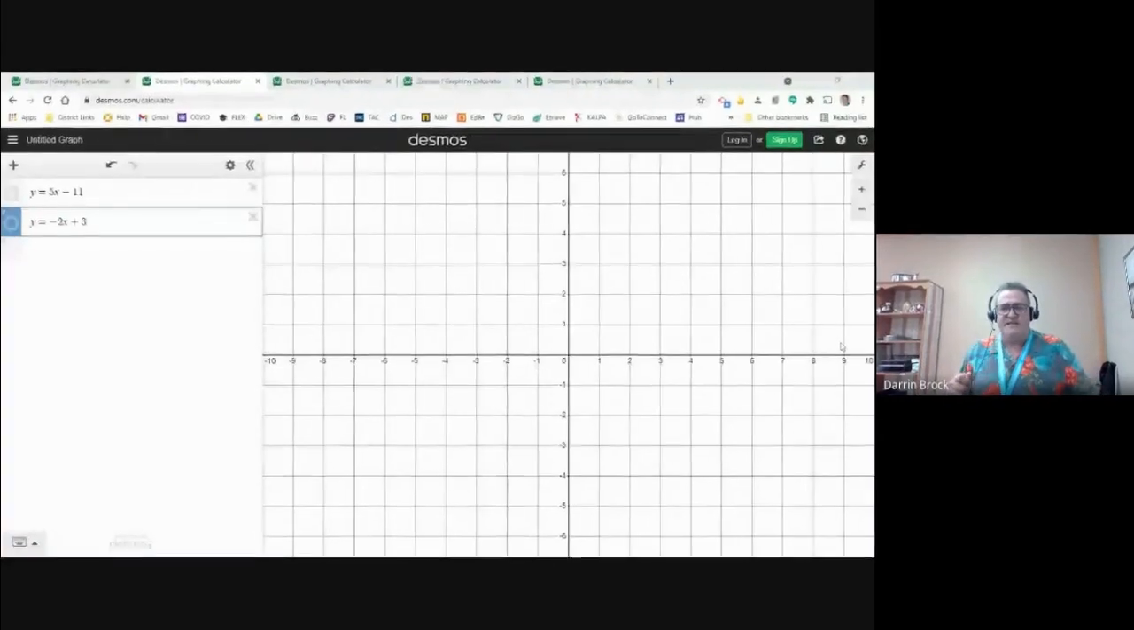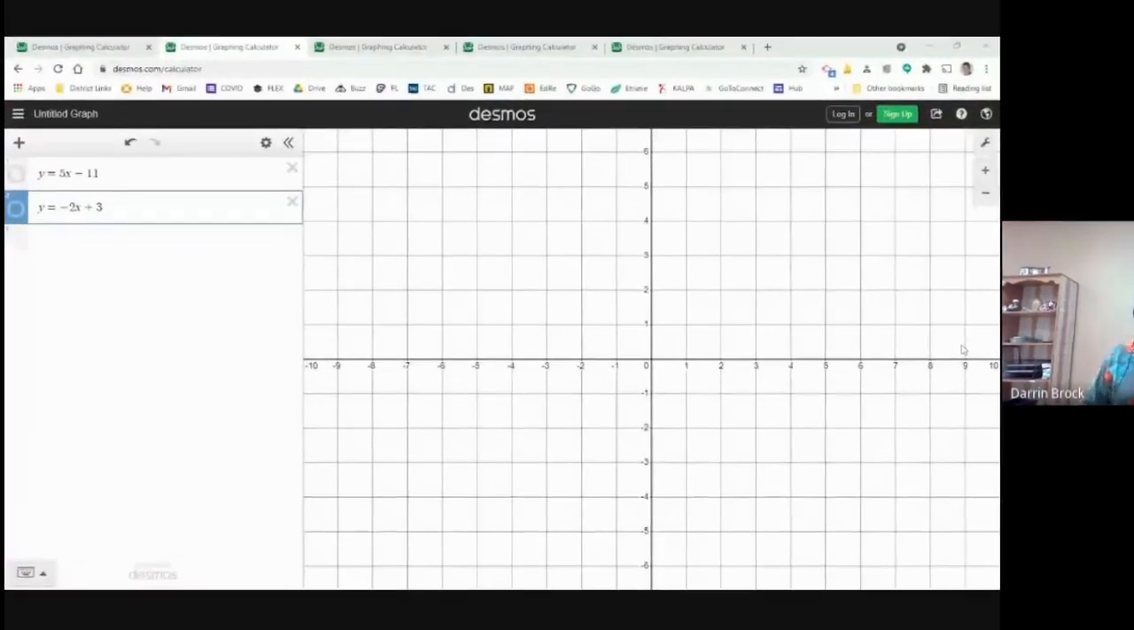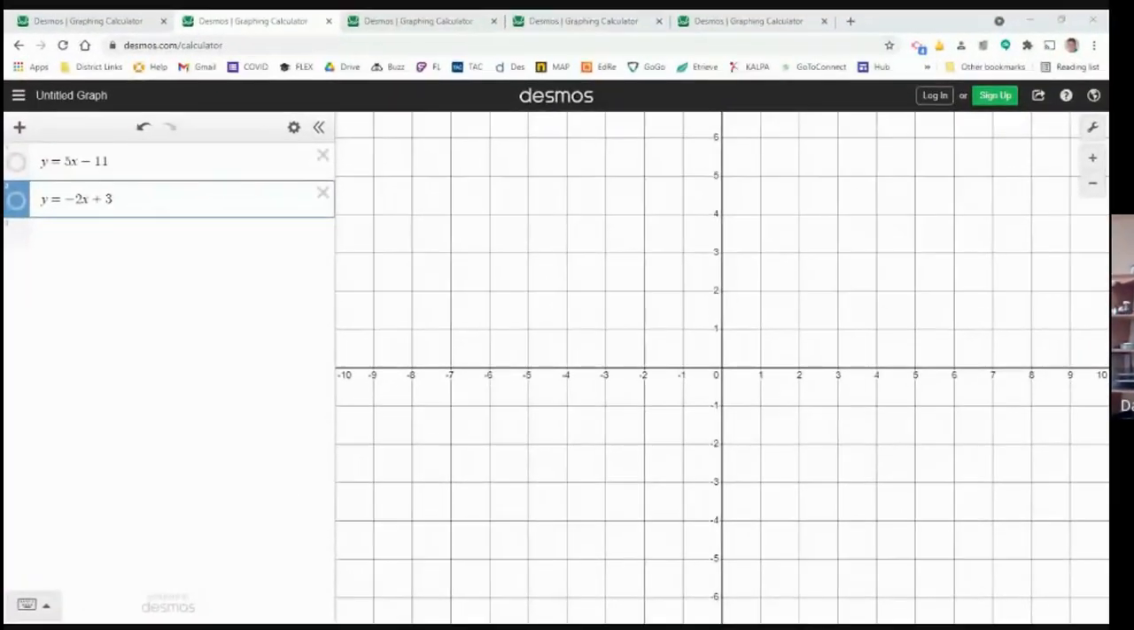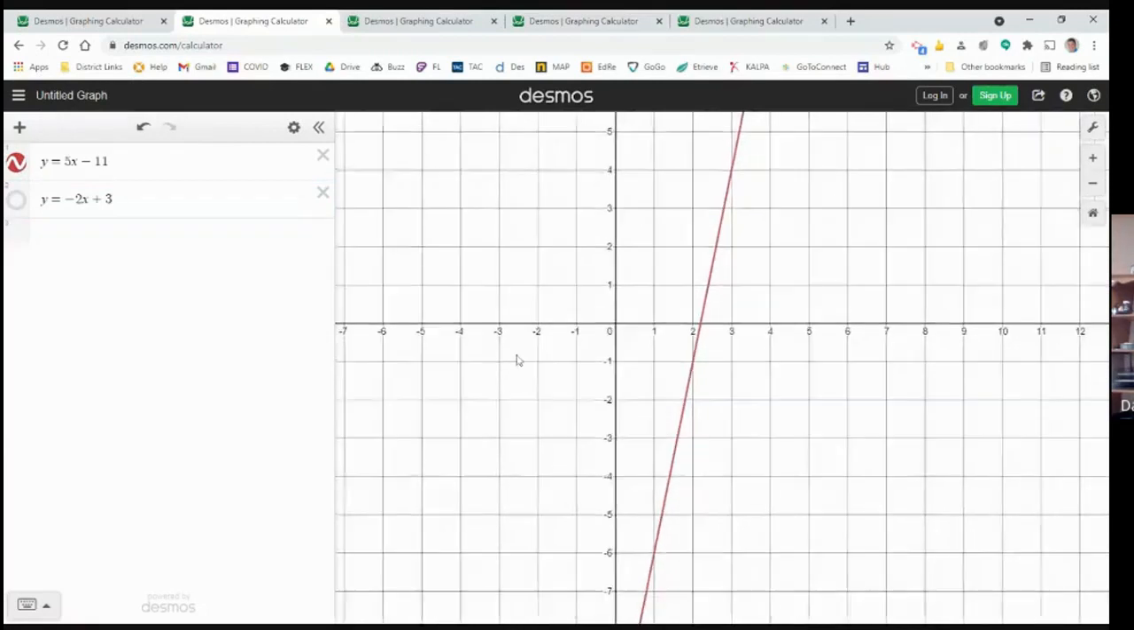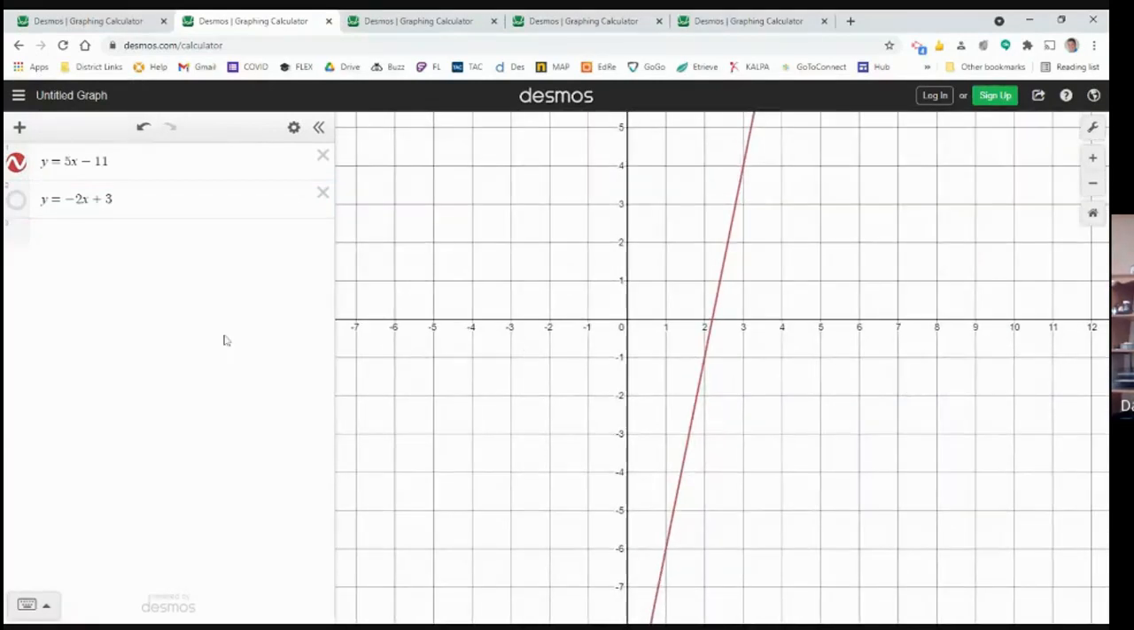So let me switch back to my other screen because I have this already on our Desmos calculator as well. What is the x that is true for both of those? That will make it true for both of these right here. So there is the 5x minus 11, y equals 5x minus 11. And when I turn that on, there is the graph of y equals 5x minus 11. If I turn on the other one, -2x plus 3, there's the graph of that.